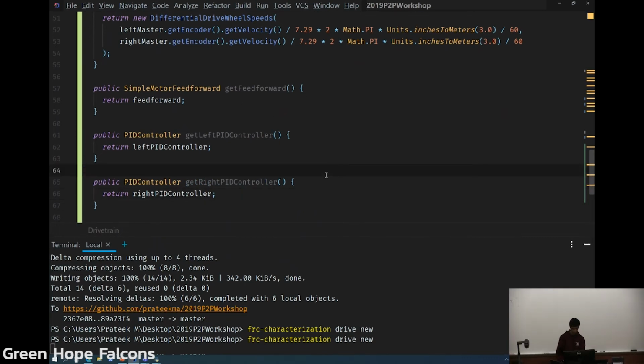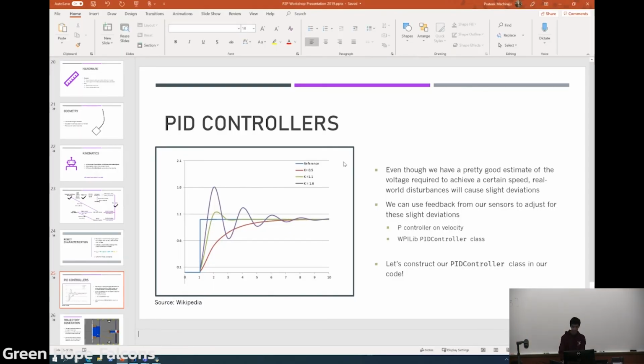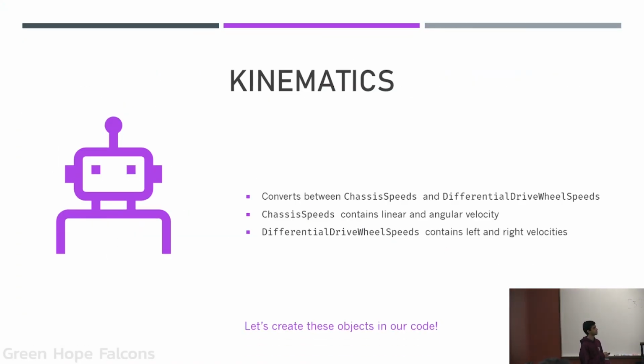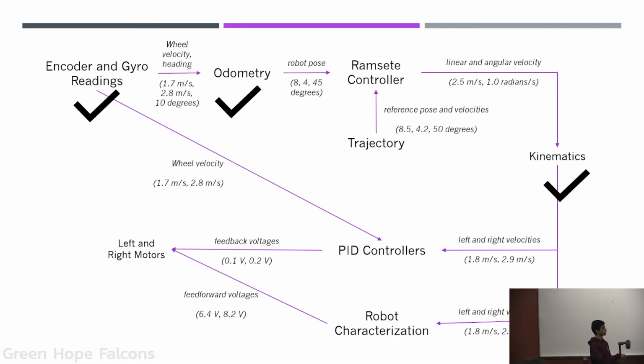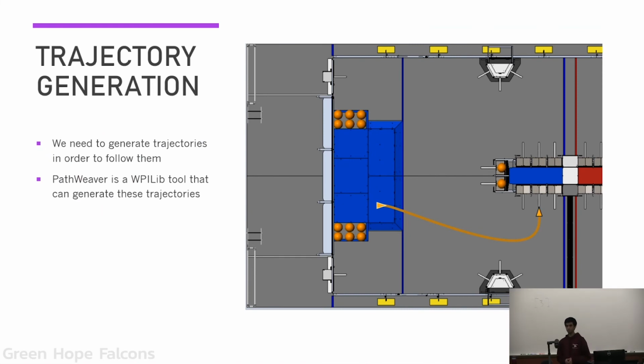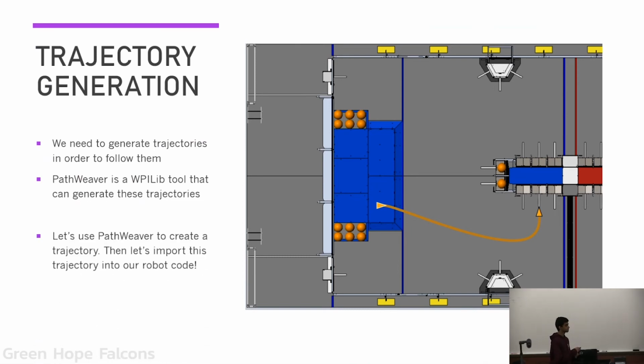So if we go back to the diagram from earlier, we have now finished robot characterization and the PID controller. All we need to do now is generate our trajectory and then use the Ramsey controller to follow it. So let's look at how to actually generate it. There's a tool called PathWeaver in WPILib that you can use to generate trajectories like this. I'll provide a link to PathWeaver at the end as well.